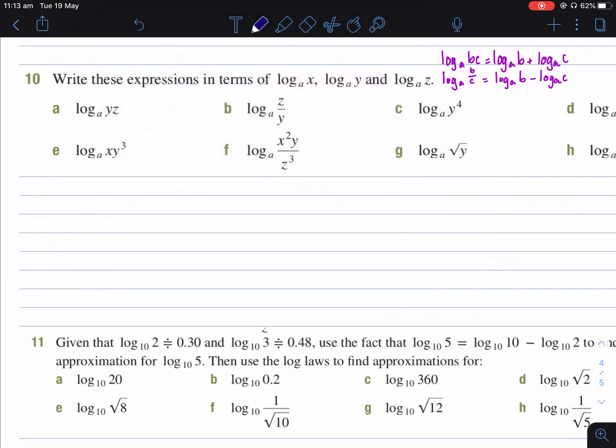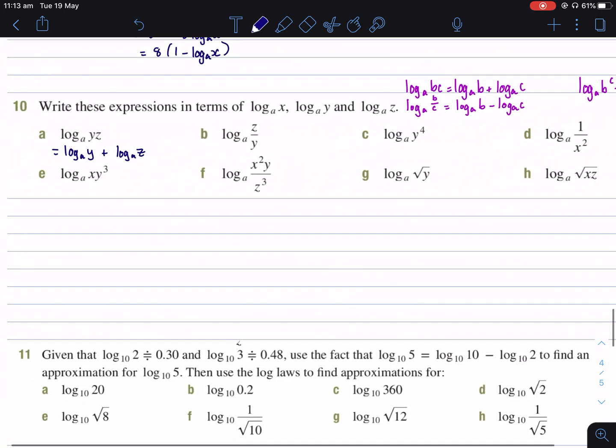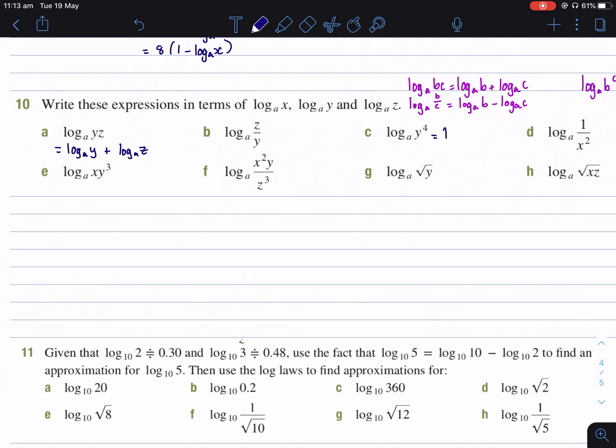So obviously for question 10a, it's going to be log base a of y plus log base a of z when you split them up. If they're multiplied, you split them up by adding. c is nice and easy as well. We just take the 4 down the front, so that's 4 lots of log base a of y.